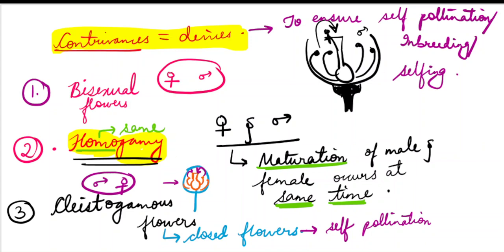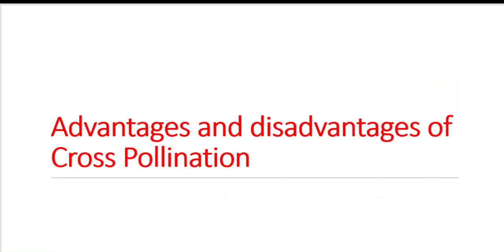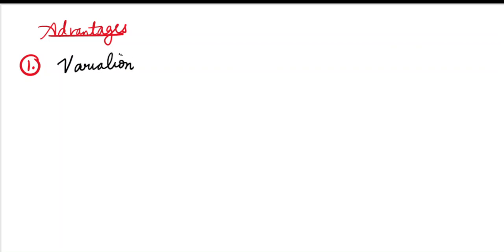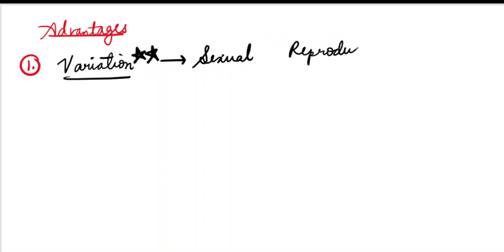Okay. So let's go to the next topic: advantages and disadvantages of cross-pollination. Let's come to the advantages first. The first advantage of cross-pollination is that it gives variation. This is a very important part, because variation is very important in sexual reproduction. This term is very important.